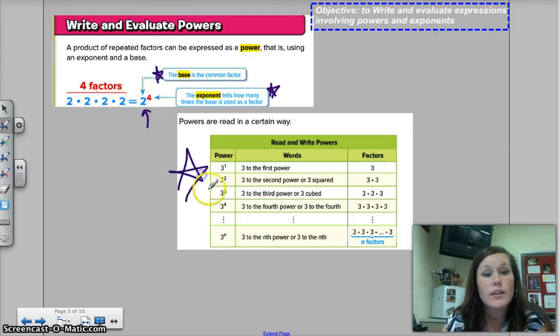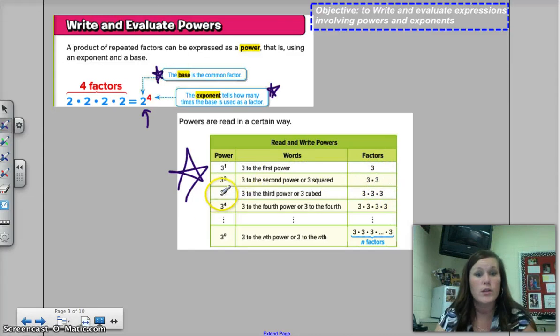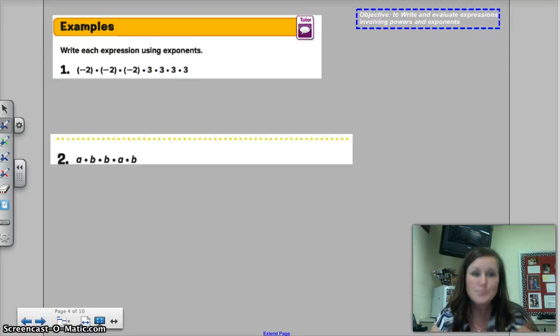You can read it this way. 3 to the first power is read in words "3 to the first power," and there's only one factor of 3. 3 to the second power is read "3 to the second power," or "3 squared," and there are 2 3's, 3 times 3, and so on. 3 to the third would be 3 times 3 times 3, and so on and so forth. Let's look at it in action and see if we can write some.